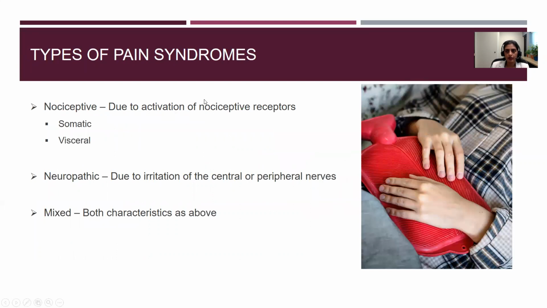So what are the different types of pain syndromes? Primarily, there are two different types. One is nociceptive, which is due to activation of nociceptive receptors, which can be somatic, which is directly at the site of pain, and it could also be visceral. Example being appendicitis, which starts off around the umbilicus and then proceeds towards the right side where the appendix is. We have neuropathic pain, which is due to the irritation of the central or peripheral nerves. And then we can have a mixed type of pain, which has both characteristics of nociceptive and neuropathic. Again, it's very important to identify what kind of pain a patient is having, because management will change accordingly.